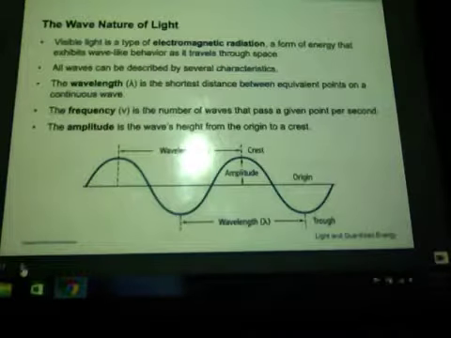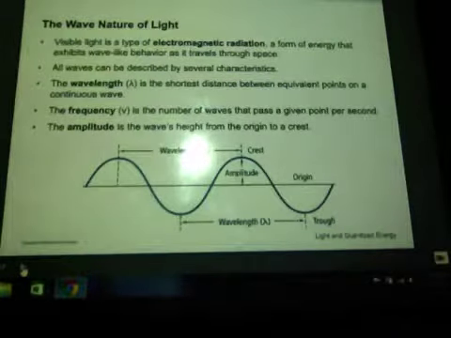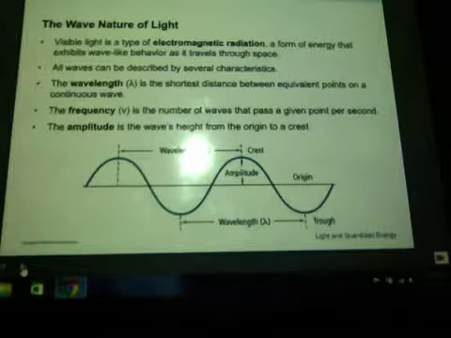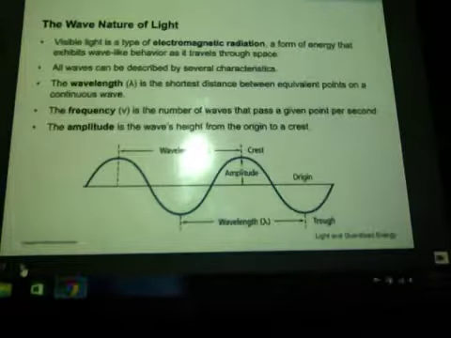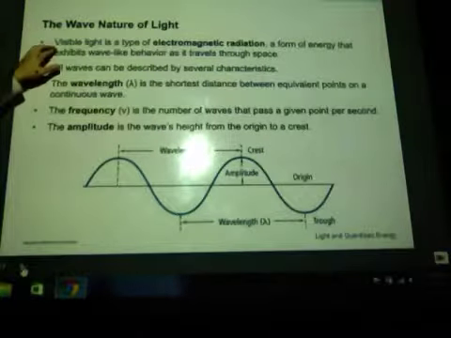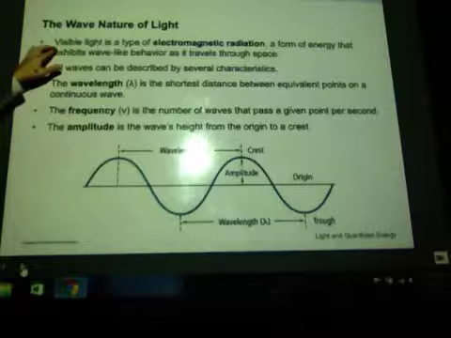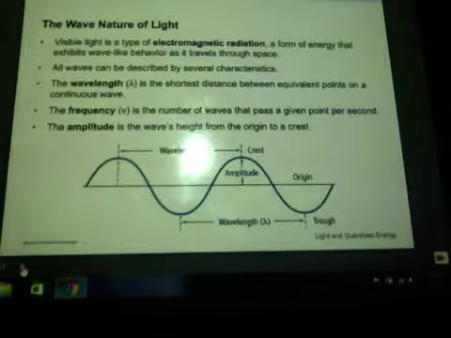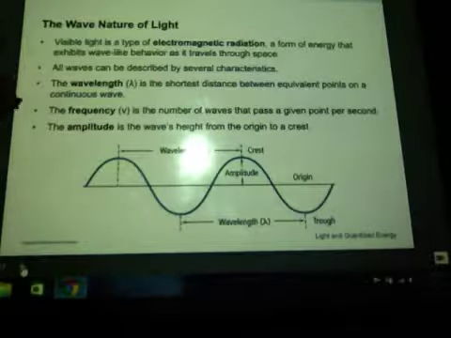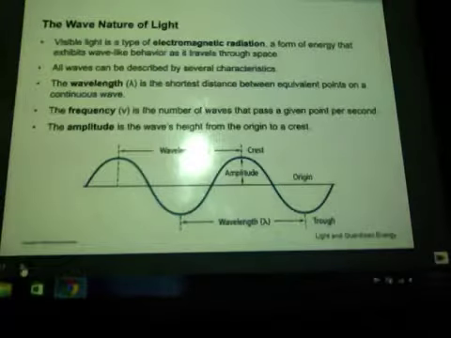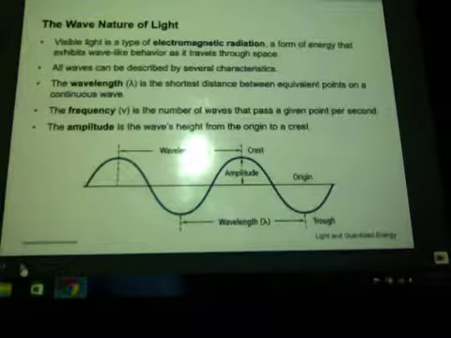So for those electrons, we can look at them as waves, and that's what we're going to do first. Or we can look at them as particles, but we can't do both at the same time. If we look at them as a wave, all light, visible light, also X-rays, your cell phone radiation, all of that is a type of electromagnetic radiation. Electromagnetic radiation is a form of energy that travels as a wave.